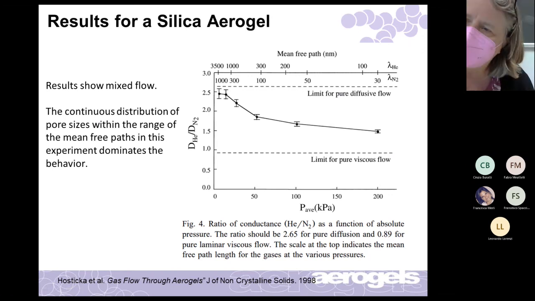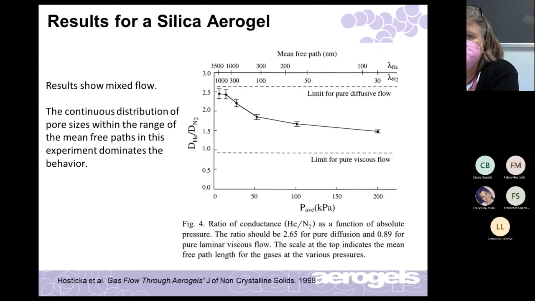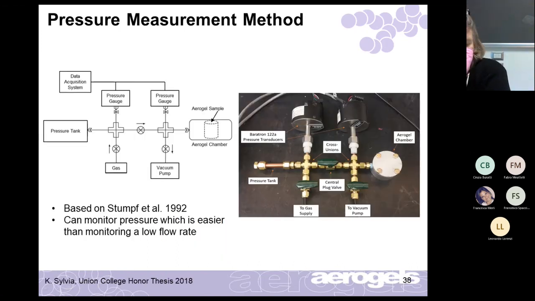There again, there are some issues with trying to measure flow through those aerogels to get the flow through the aerogel, and it is also a case where they are forcing the flow through there. So the other technique is this pressure measurement method, and this is again based on some work by Stumpf et al. in Germany. And so we actually have a system at Union where we built one, and it looks like this.